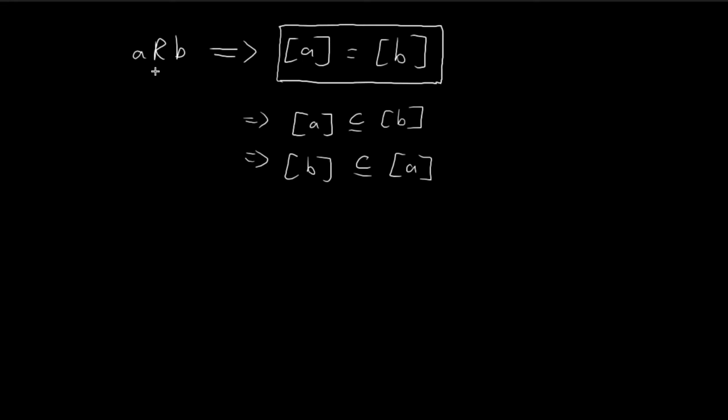So what we're going to do now is to show that if we know that a is related to b, then this immediately implies class a is a subset of class b, and class b is a subset of class a. So we're going to focus on establishing these two statements now.